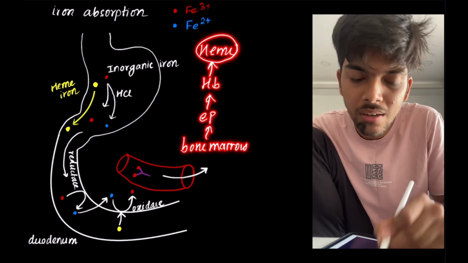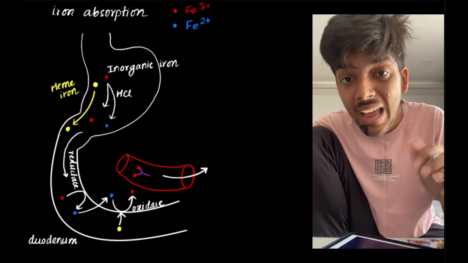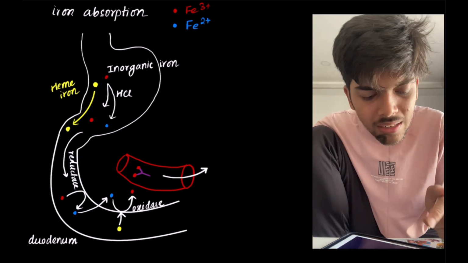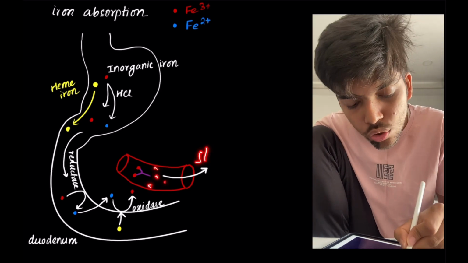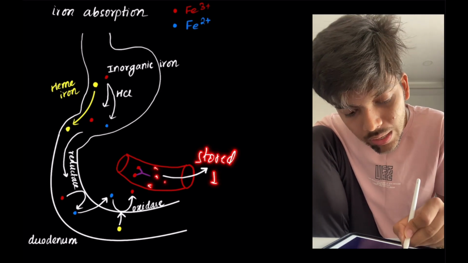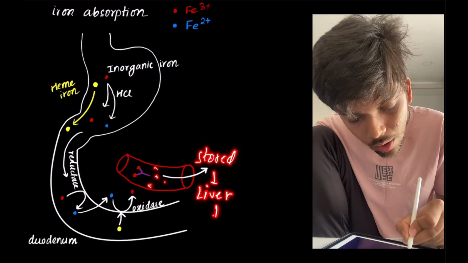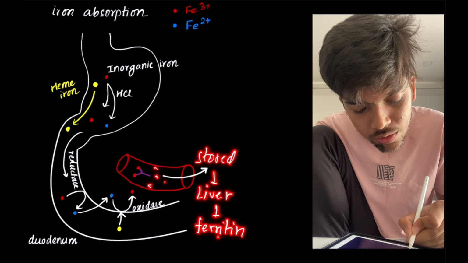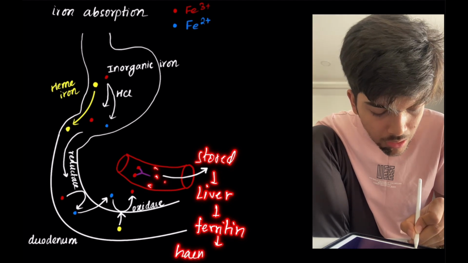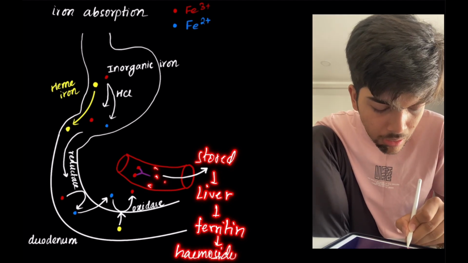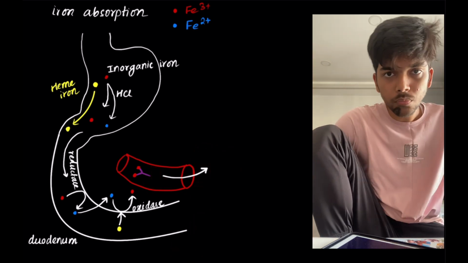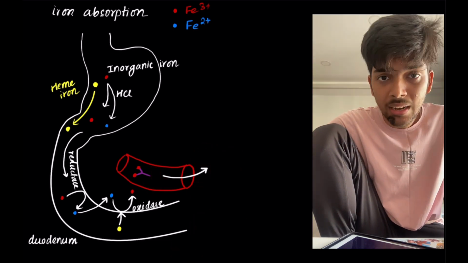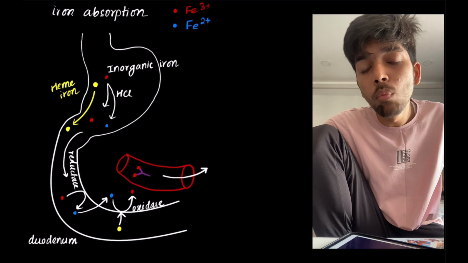This ferric iron is utilized, and the extra iron present in blood is stored in the liver in the form of ferritin. If there is too much iron, it is stored in the form of hemosiderin.